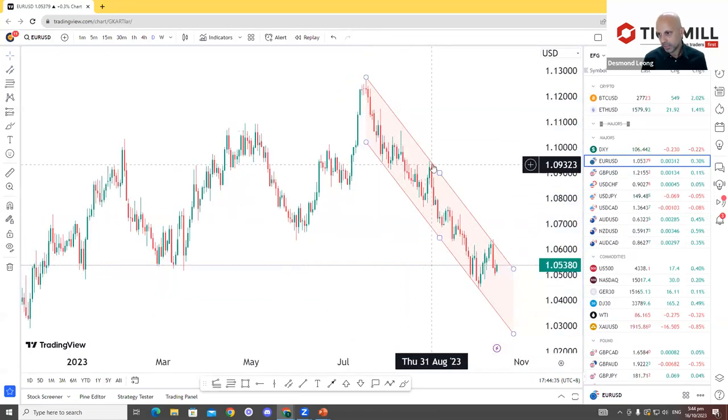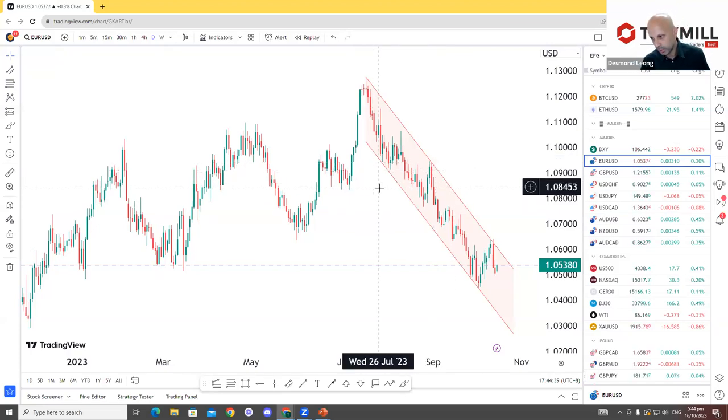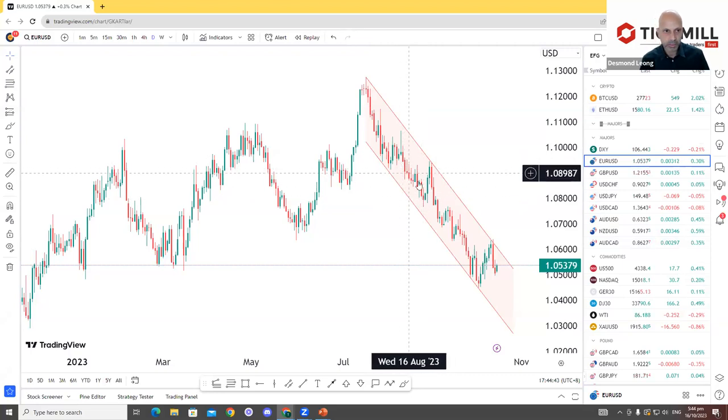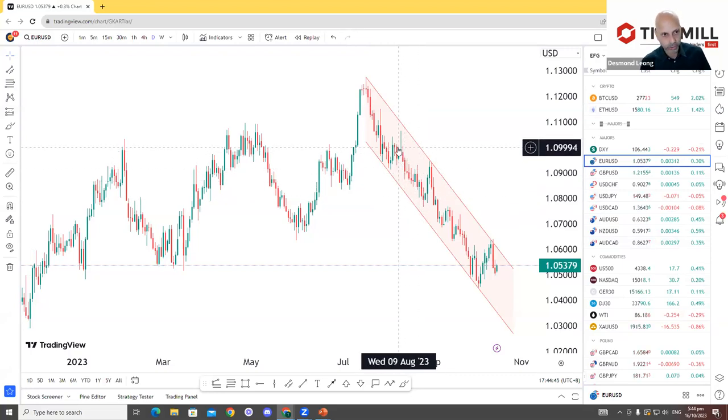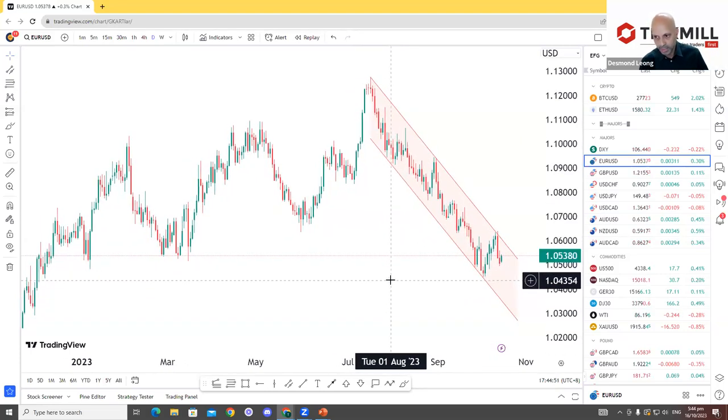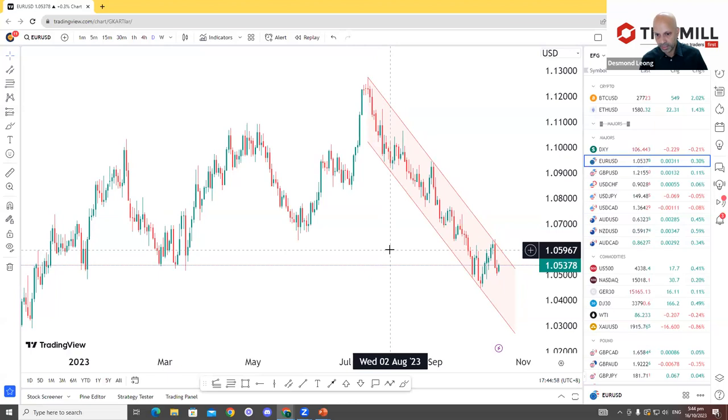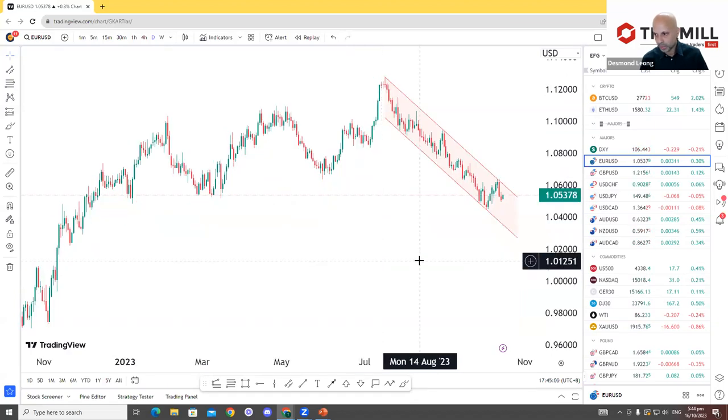We can see a couple of times where price has tested the upper trend line of this channel as well as the lower trend line. So we can see clearly price has been respecting this bearish channel for the better part of the last 12 or 13 weeks. Right, okay, so now that we've identified the bearish channel on the daily time frame for the euro, let's try and identify some of the support levels as well.